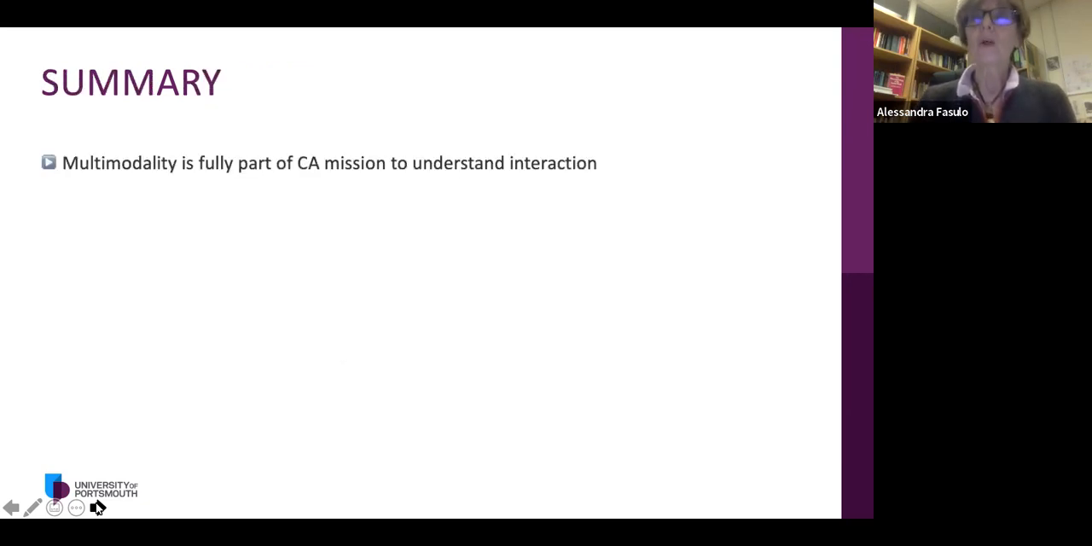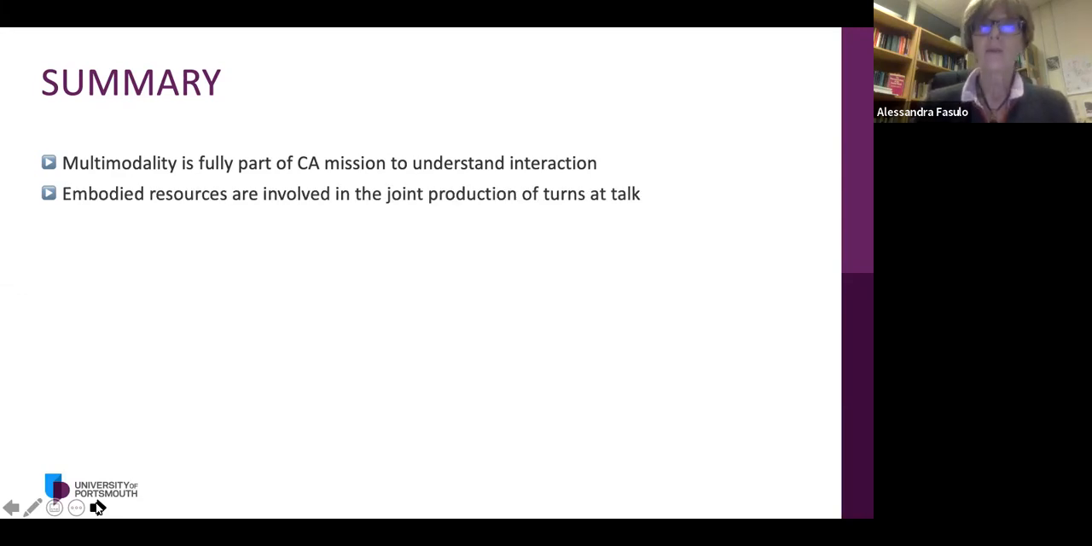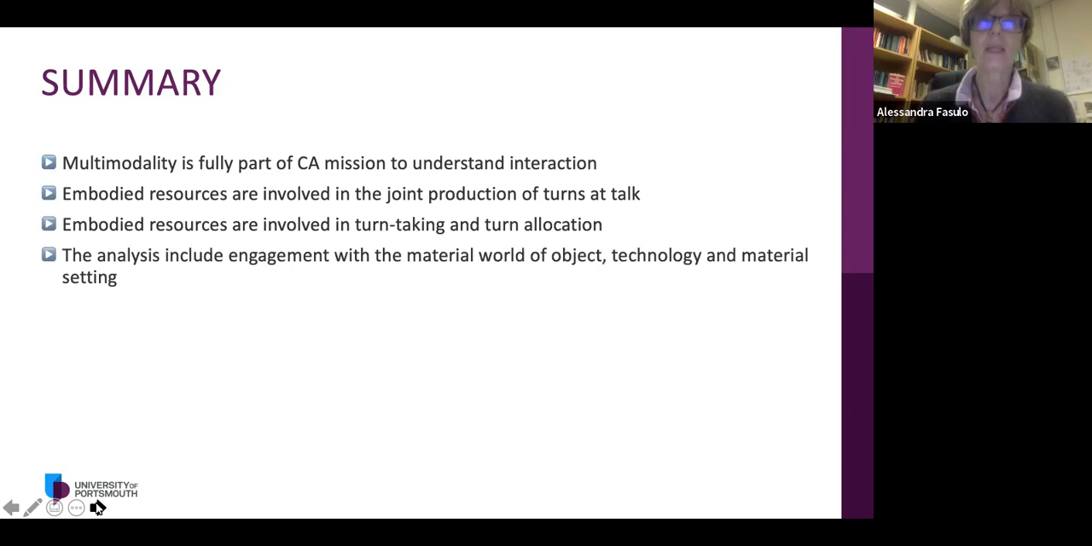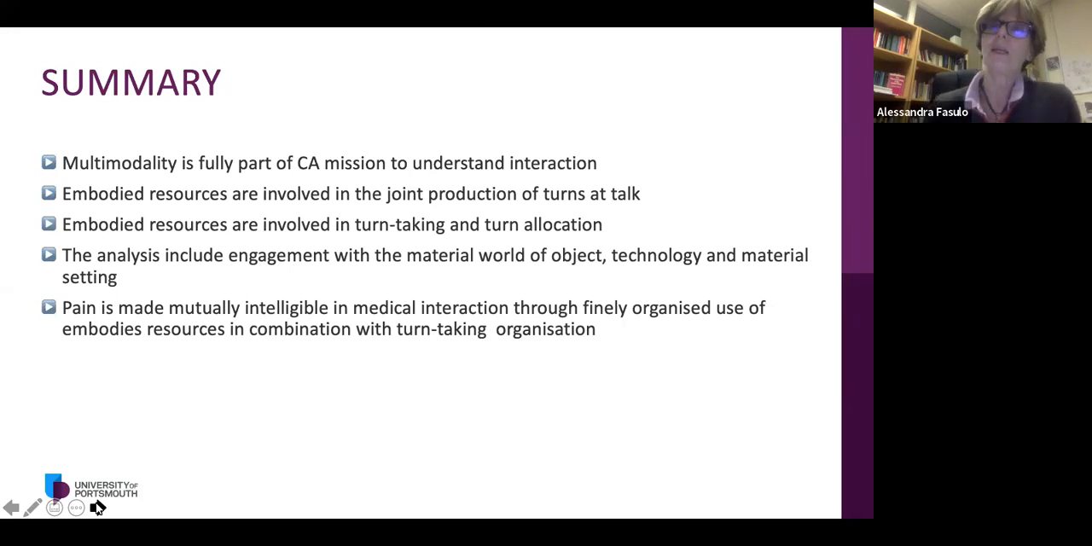Summary. What did we just say? That multimodality is fully part of the CA mission to understand interaction from the beginning. It's just that now it's a lot easier because of the technology we have at our disposal. We said that embodied resources are involved in the joint production of turns at talk and also in turn taking and turn allocation. We said that the analysis must include the engagement with the material world of objects, technology, and material setting in general. Finally, we said that pain is made mutually intelligible in medical interaction through the finely organized use of embodied resources in combination with turn-taking organization, like, for example, in turn-initial pain displays or turn-disrupting pain displays.